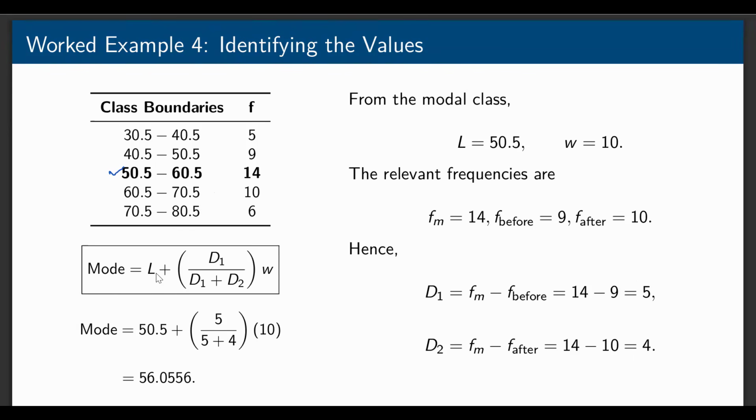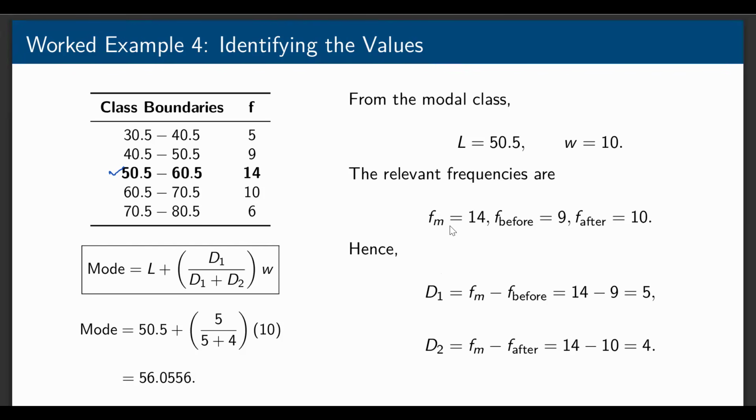So then we can know L. L is the lower boundary of the modal class. So L is 50.5 written here. W is the class width. So I can take any of the classes. I can use the modal class and then I'll say 60.5 minus 50.5 equals 10. So the class width is 10.